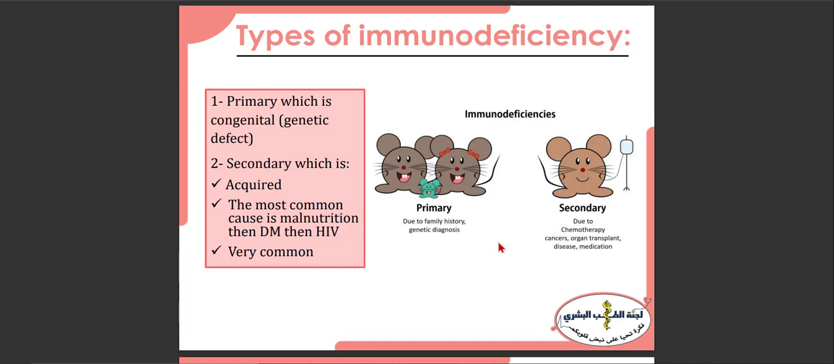There are two types of immunodeficiencies. One, the primary, which is also known as congenital, that happens due to genetic defect، يعني بسبب familial history. The second type of immunodeficiencies is the secondary, which is as opposite to the primary one, is acquired.